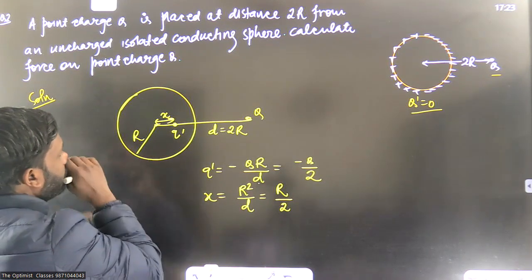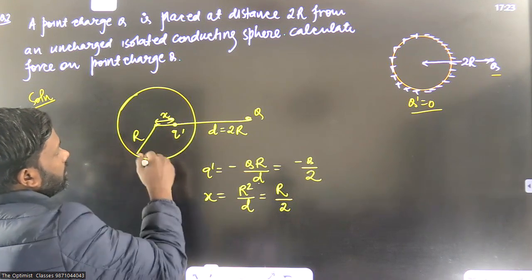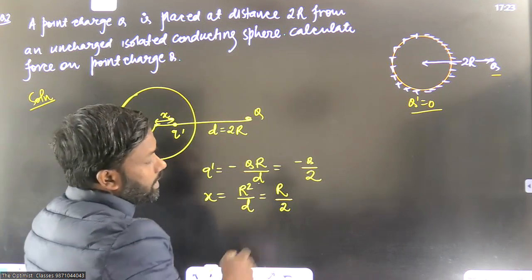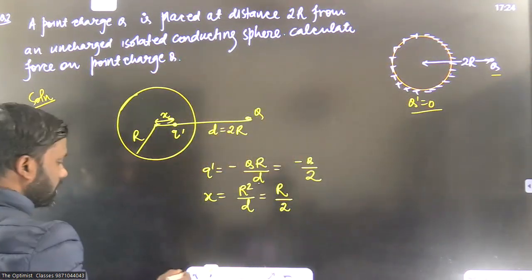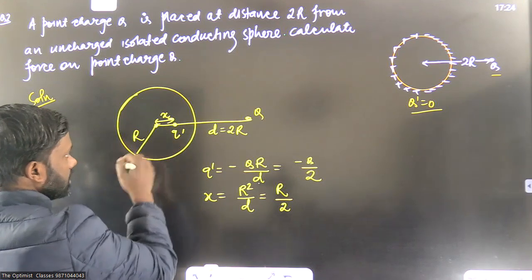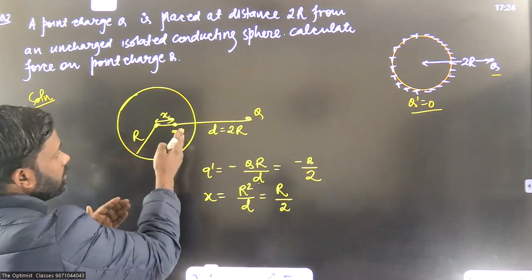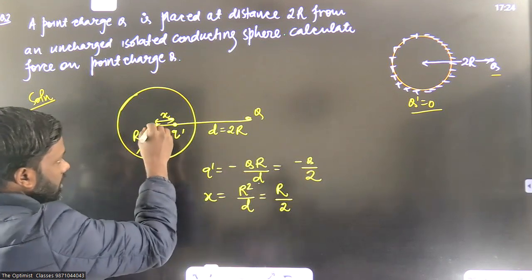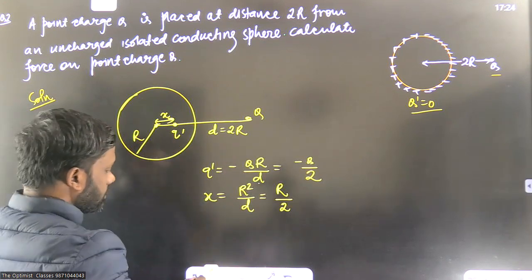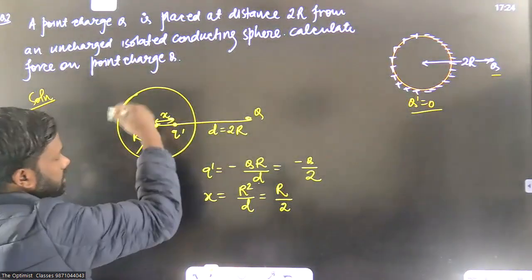Now, since this sphere was neutral in the beginning, the total charge on the sphere is 0. So to make the total charge 0, we have to take another charge equal to the image charge but opposite in sign. So the image charge is minus q by 2, so we'll have to take a charge q by 2 at the center, so that the total charge on the sphere becomes 0.